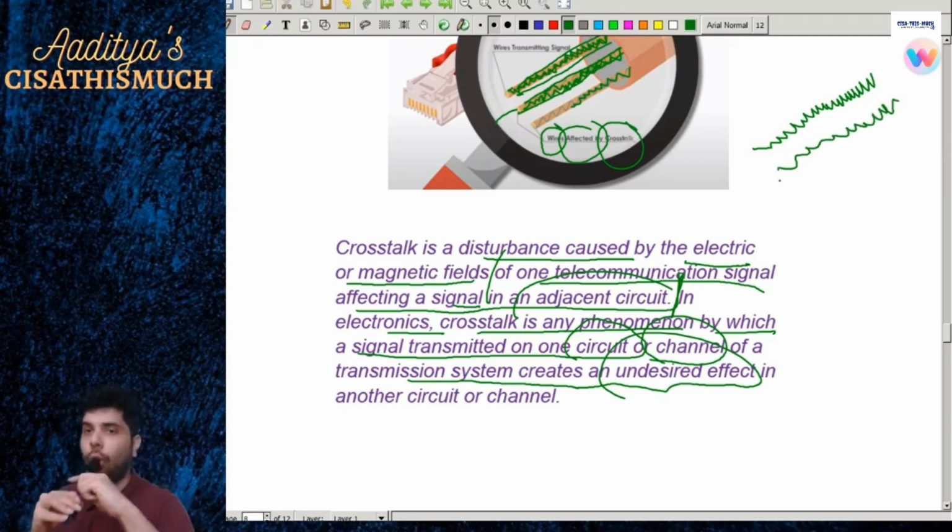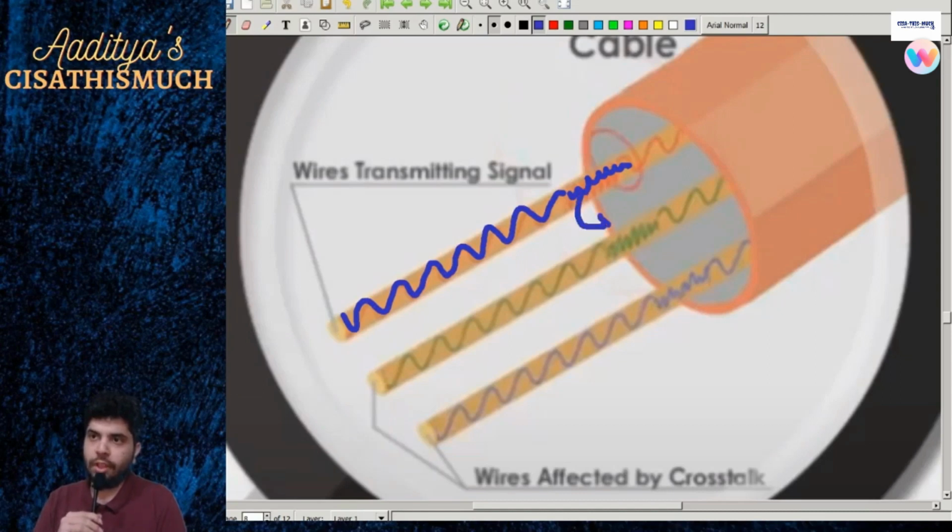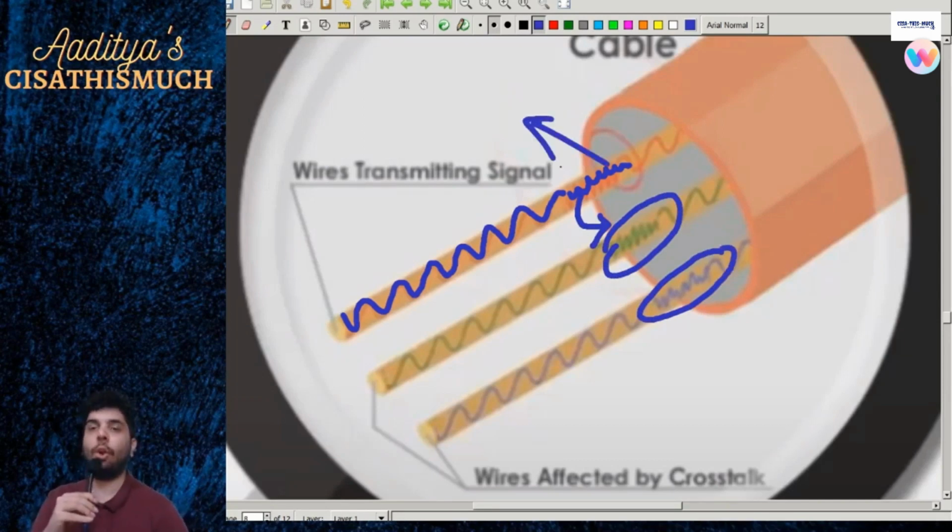This is what crosstalk is. As you can see on the screen, there is a disturbance in a signal. The signal is moving like this. And over here there is a disturbance, and maybe this disturbance is causing a disturbance in the neighbor pair. So over here also there is a disturbance, and over here also. So this is what we say when we talk about the term crosstalk.